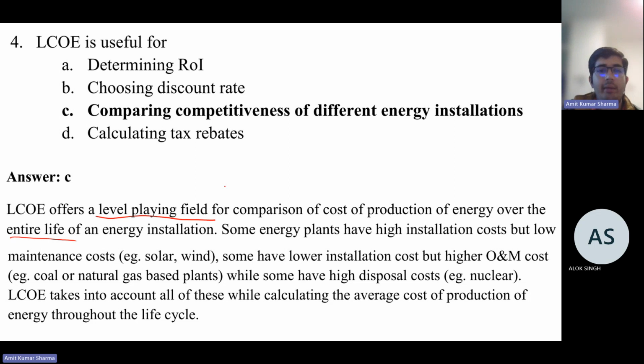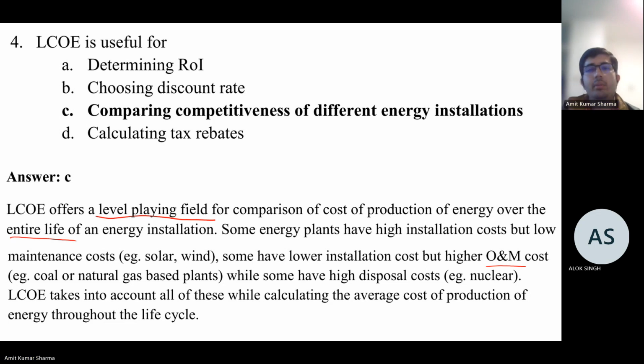On the other side, some have lower installation cost but higher operation and maintenance cost, like coal or natural gas based plants. These plants are very easy to install because the technology is already mature. They are readily available, and we can install them easily. But to run these types of power plants, we need to put energy in. We need to put in fuel, so there will be fuel cost.